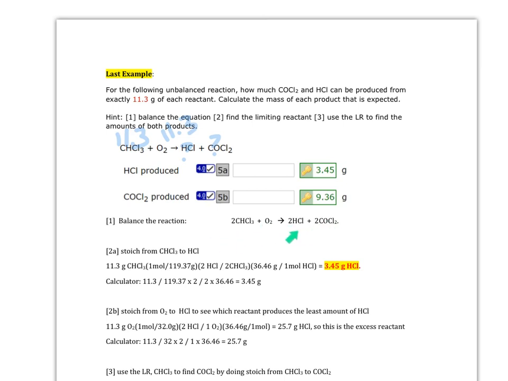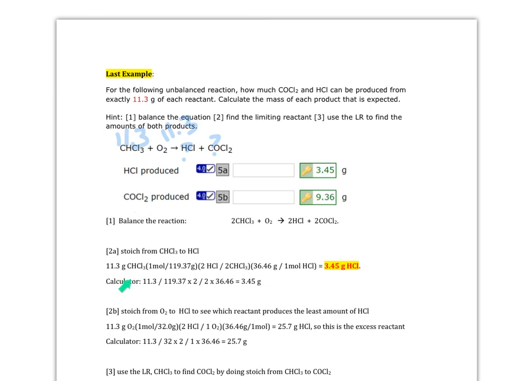And then I will start by doing stoichiometry to the easiest one, which is HCl. I'll do stoich from there to there, and I'll do stoich from O2 to there, and the one that is the least will be the answer I put in there, and the one that's the least, the thing it started with, will be our limiting reactant, and we'll use that to find the COCl2.